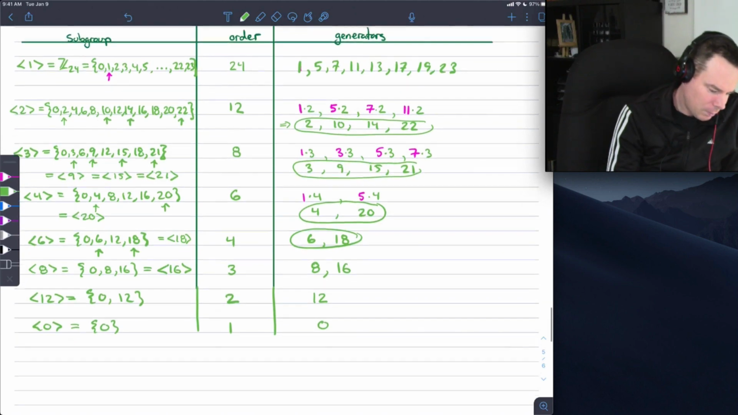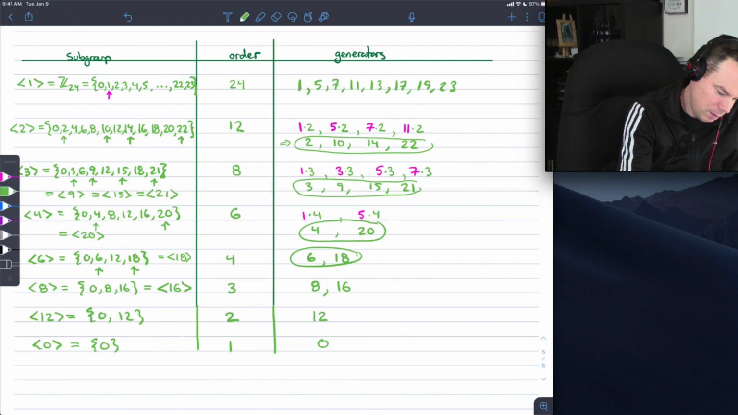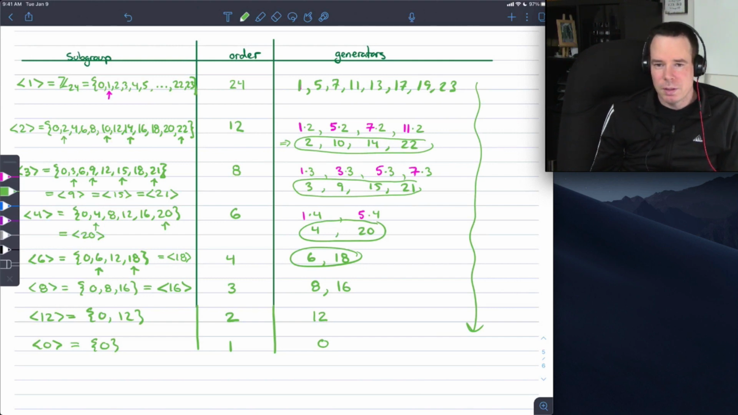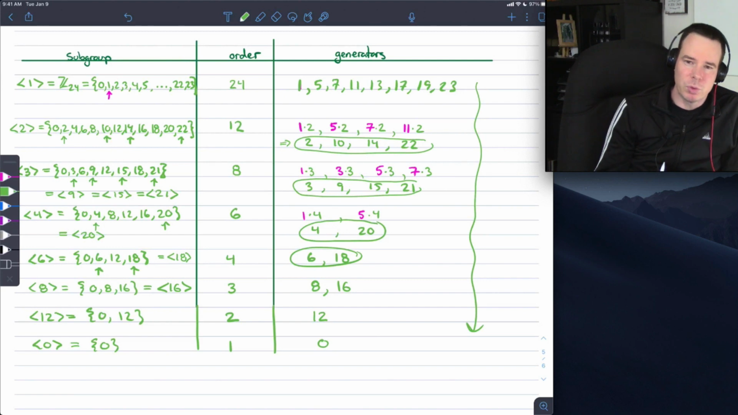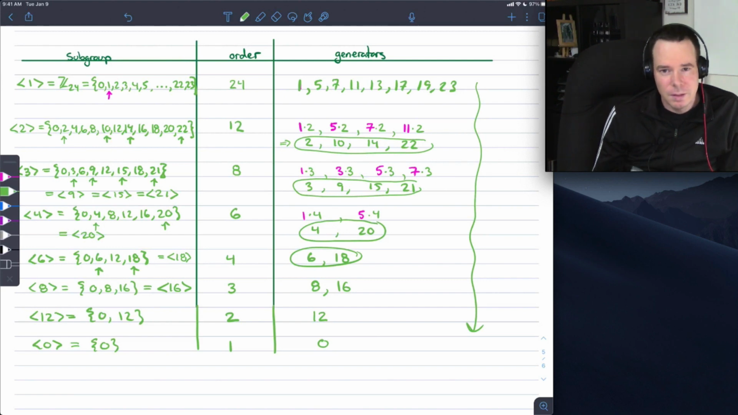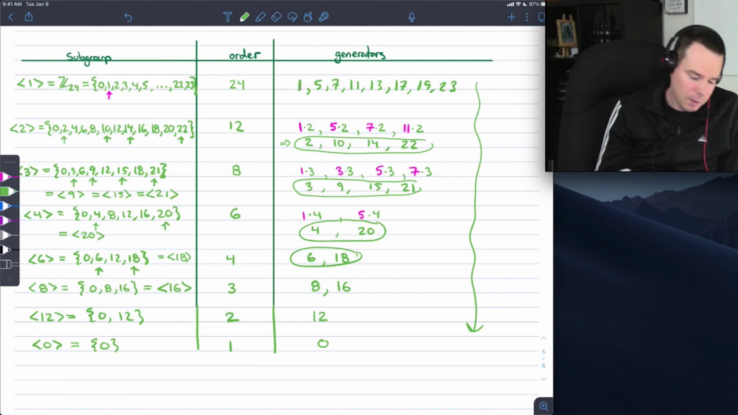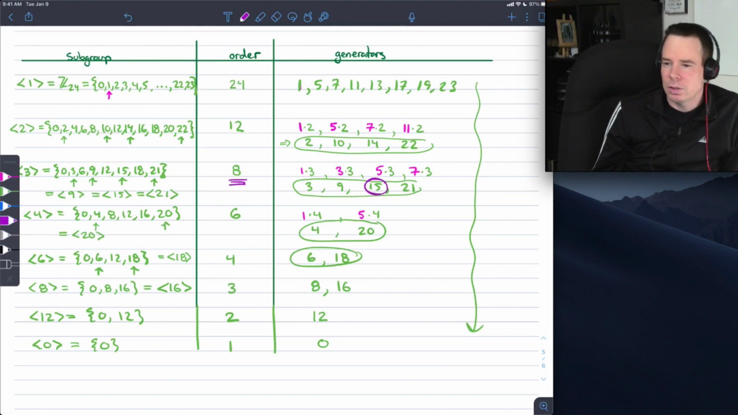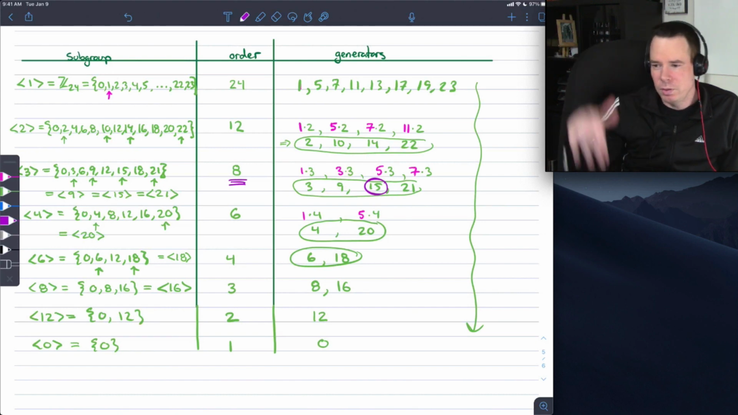Now what we'll see if we look down this list here is that every number appears somewhere. The numbers appear precisely next to the subgroup that is the same size as the order of the element. So 15, for example, is an order 8 element in the group. If I add it to itself 8 times, I get back to the identity. That's why 15 is sitting here in this list next to order 8, because it generates the subgroup of size 8. And so on. We do that for every element.